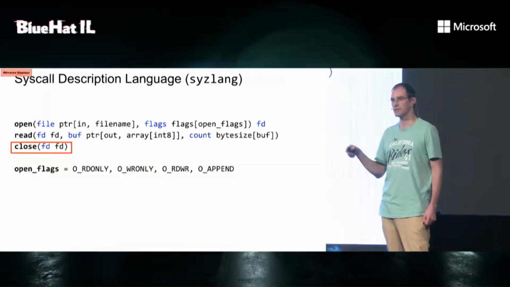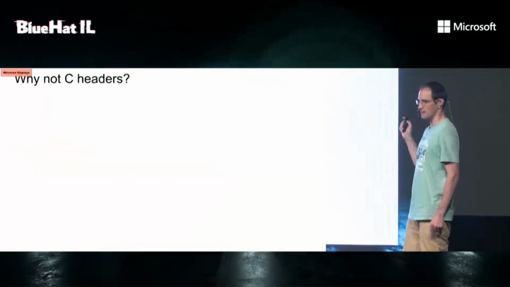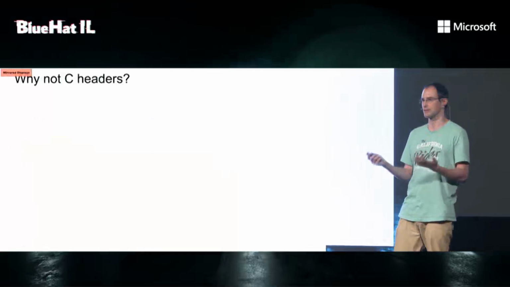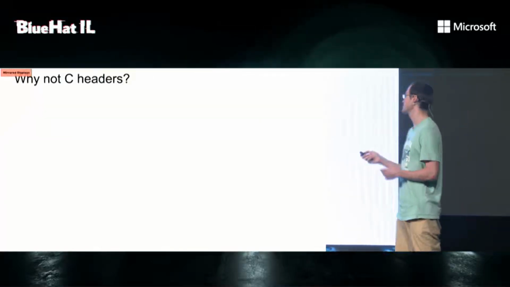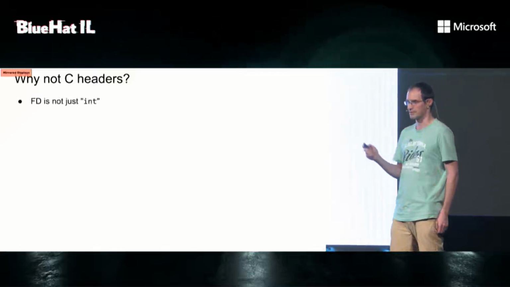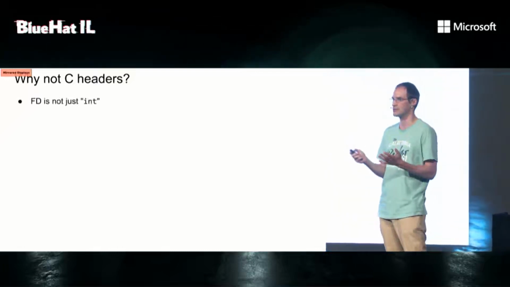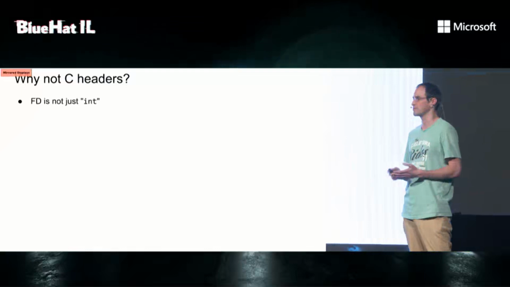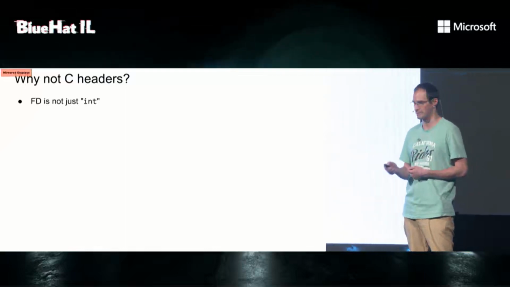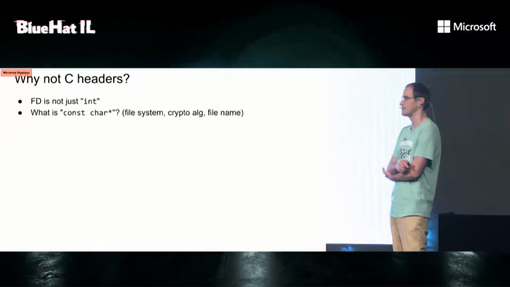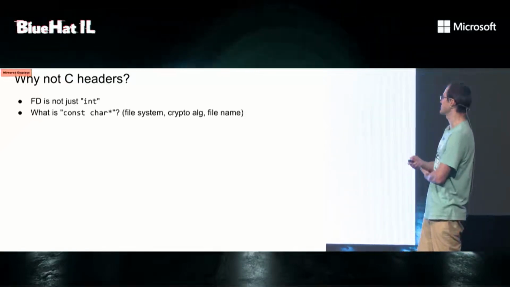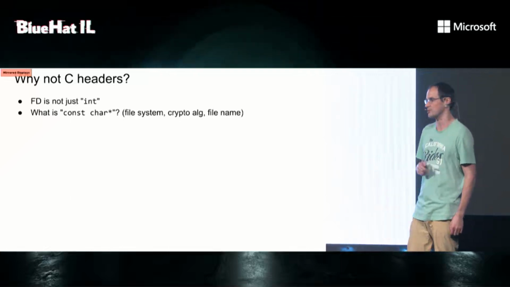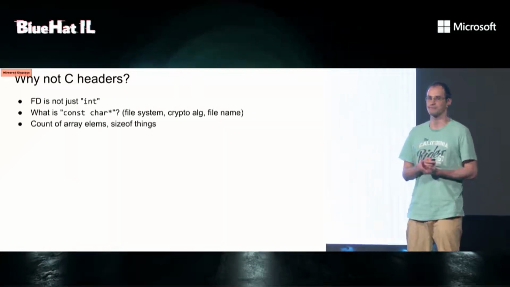We will look at more features of this language, but a question you may have now is why don't we just reuse the existing C headers, because they already contain definitions of those functions. There is a set of issues. For example, a file descriptor is usually described just as an integer, right? But it's not exactly an integer. It's quite a special type of integer for us, and we most likely want to know that it's a file descriptor. Or const char star: you may guess that it's a string, but what type of string is it? Is it a file system name? Is it a crypt algorithm name? Or is it a file name, which is also quite special in the context of a system call fuzzer.